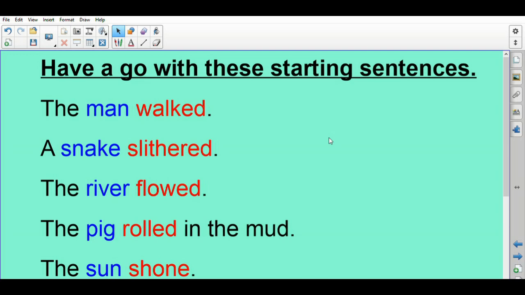Make your own simple sentence up and have a go at doing those. Don't forget, you can send them into school when you're done, and let us know how you got on.